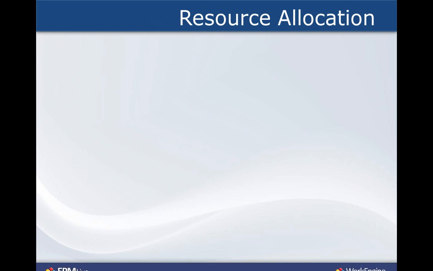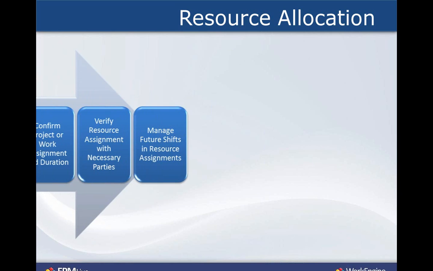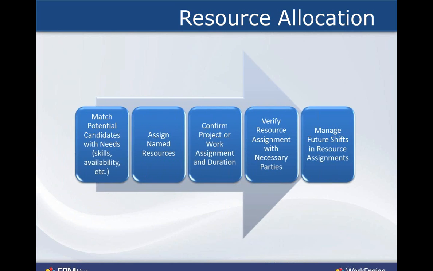So next step would be resource allocation. In the resource allocation, what you're really doing is you're looking at those generic roles and matching potential candidates that have the right skills and availability so that you can actually put names to specific projects or work items. And the idea there is you're really transitioning from a generic resource type to more of a named resource, a specific individual who will actually execute on the work.